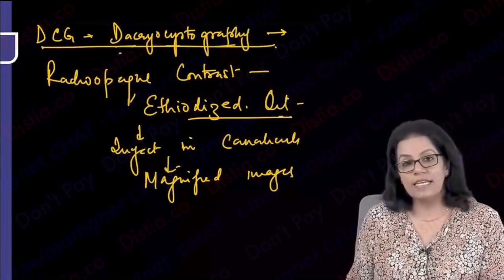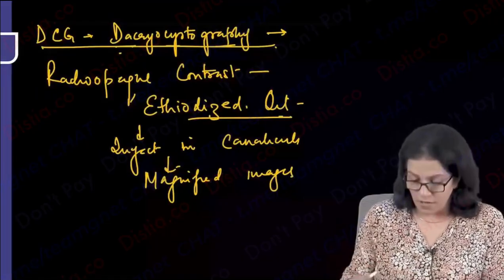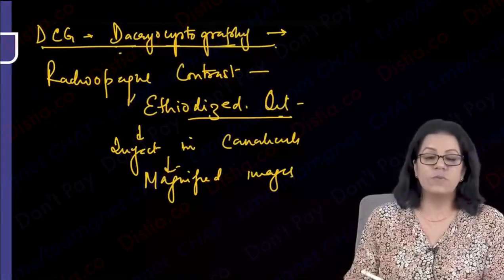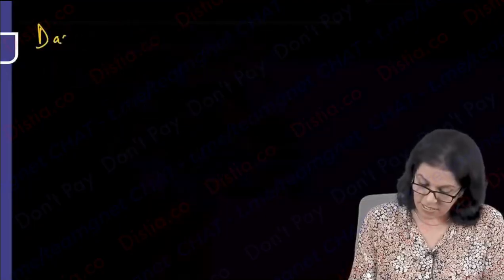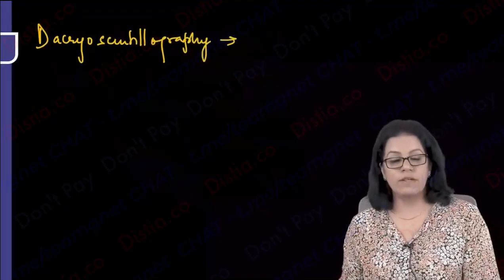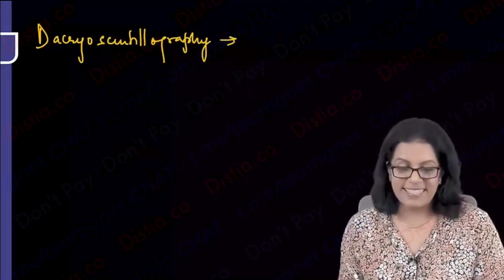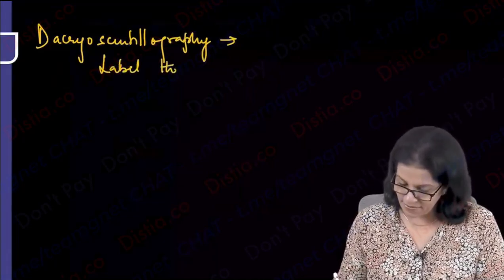And what is the next investigation? Suppose instead of this I use a radioactive dye. If I use a radioisotope, if I am labeling the tear with a radioisotope, this investigation is dacryoscintigraphy. What is dacryoscintigraphy? Write down: we are labeling the tear with a radioactive substance.